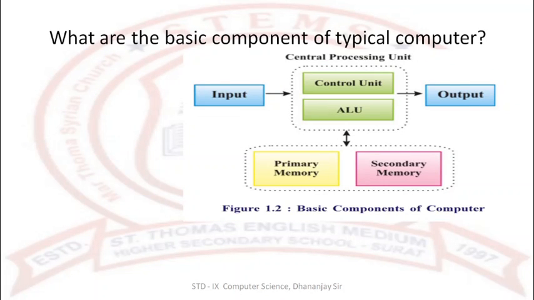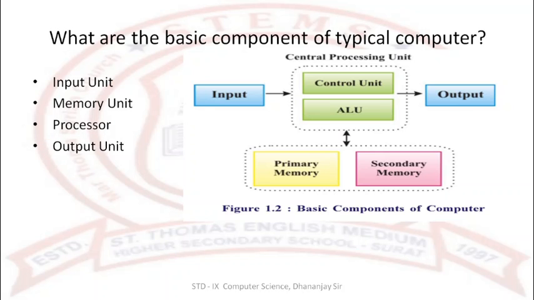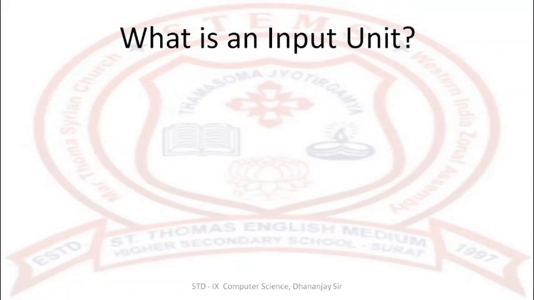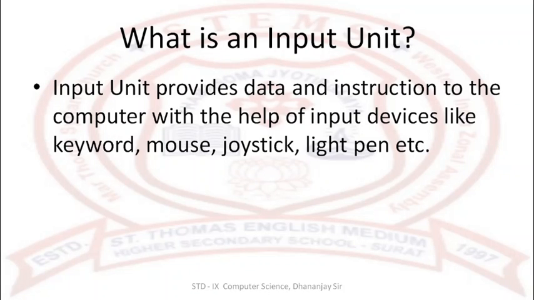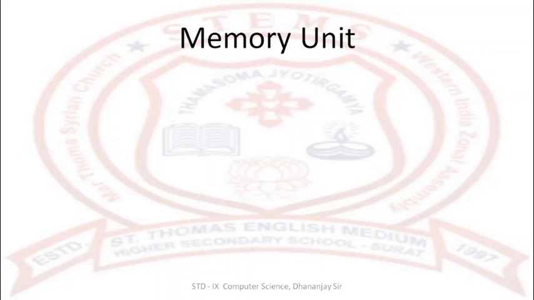What are the basic components of a typical computer? Input unit, memory unit, processor, output unit. What is an input unit? This unit provides data and instructions to the computer with the help of various input devices like keyboard, mouse, joystick, light pen, etc.